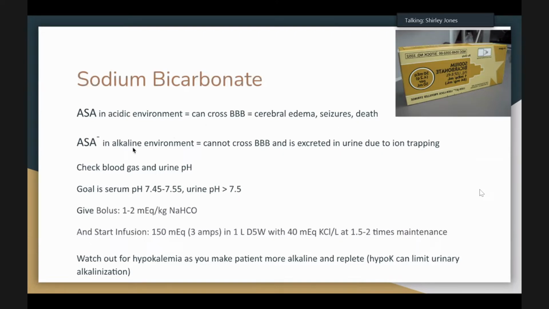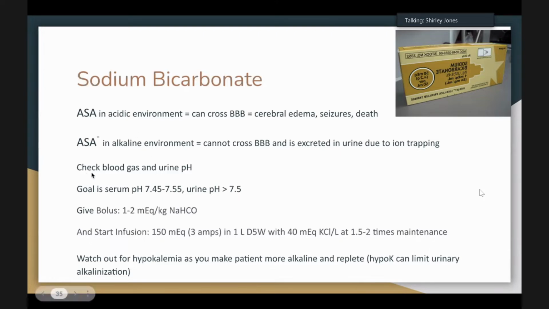But when our blood is alkaline, aspirin becomes negatively charged. And this negatively charged molecule is not able to cross our blood-brain barrier. And it is actually stuck in the kidney. So it's excreted in the urine due to ion trapping. The ion gets stuck in the nephron, and that ion does not allow your body to reabsorb it from your kidney. So you have to urinate it out. That's why this works, and alkalinization is the key to treatment.